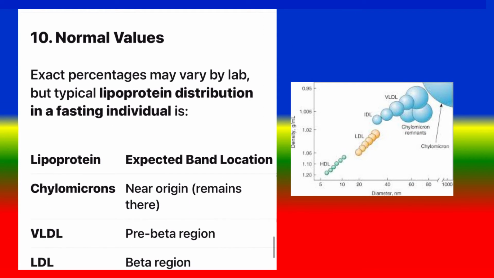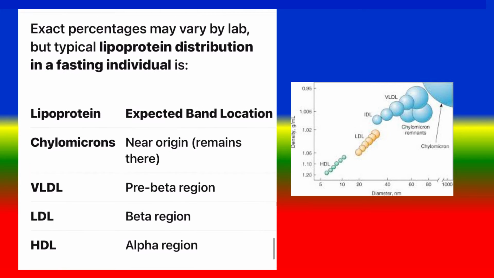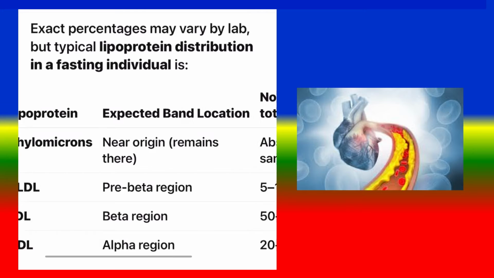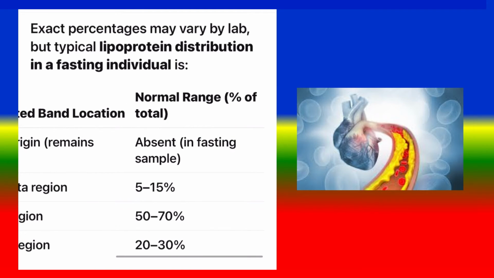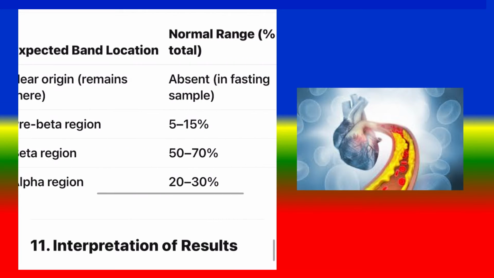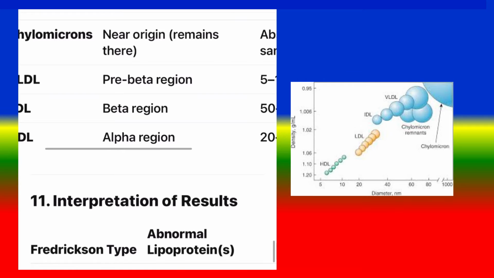10. Normal values. Exact percentages may vary by lab, but typical lipoprotein distribution in a fasting individual is as follows. Lipoprotein, expected band location, normal range, percent of total. Chylomicrons, near origin, remains there, absent in fasting sample. VLDL, pre-beta region, 5 to 15%. LDL, beta region, 50 to 70%. HDL, alpha region, 20 to 30%.